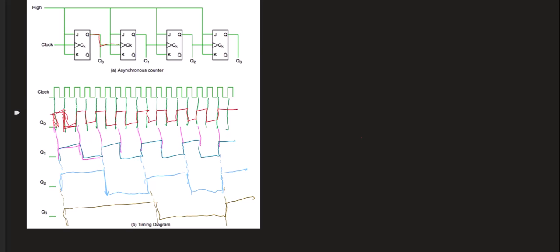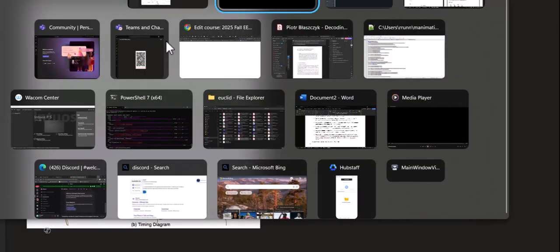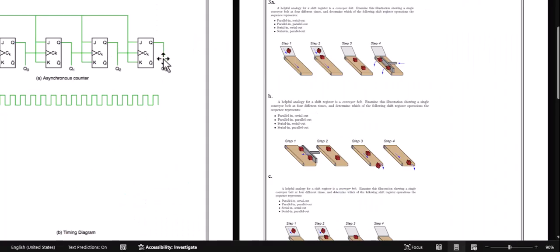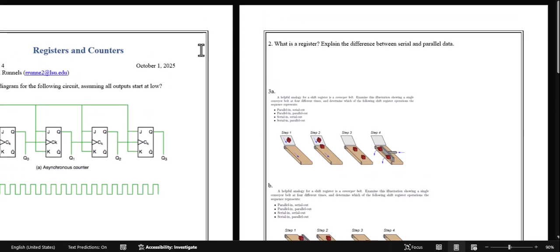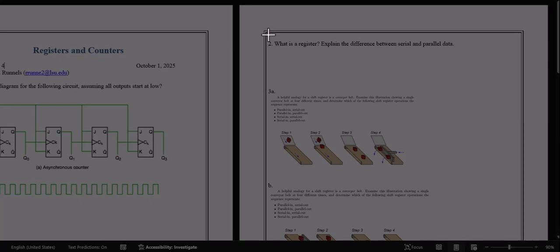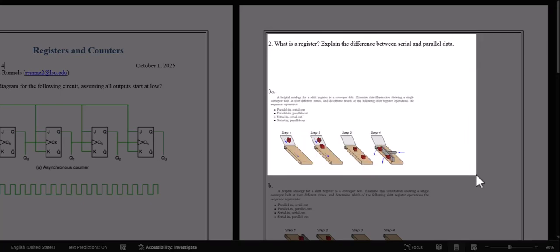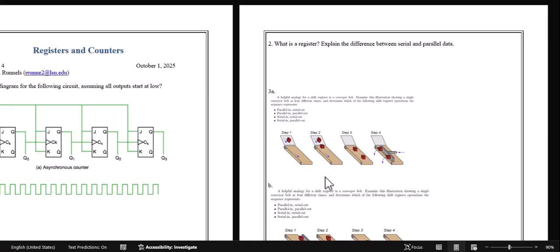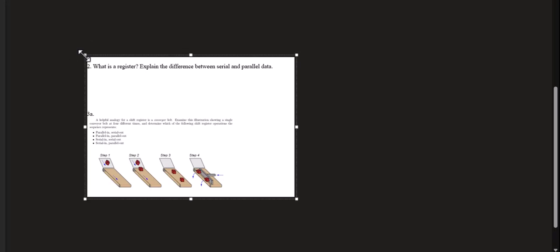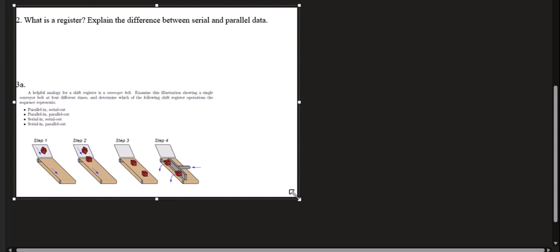Okay. All right, so moving on. What is a register? And explain the difference between serial and parallel data.